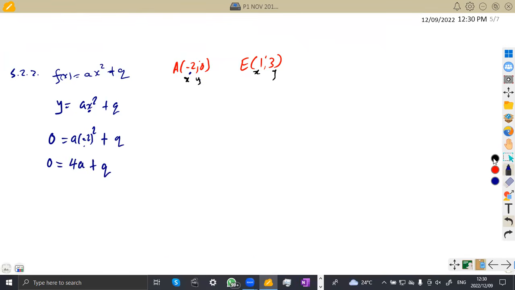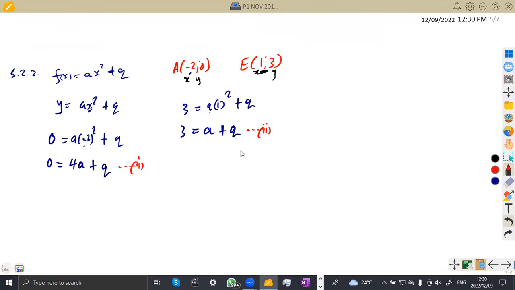All right, using the same concept, we can do that for point E. We are given that at point E, y is equal to 3, and we substitute x as 1. So 3 is equal to 1 squared, that's 1 times a, which is a, plus q. So we are now having two equations: the first equation here, and the second equation here. If you cross-check the first part, where we solved simultaneous equations, we had to use the substitution method.